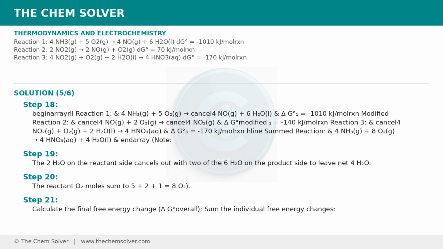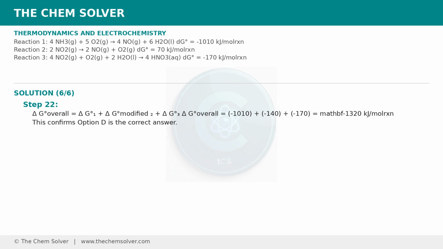Calculate the final free energy change, ΔG° overall. Sum the individual free energy changes. ΔG° overall equals ΔG°1 plus ΔG° modified 2 plus ΔG°3. ΔG° overall equals minus 1010 plus minus 140 plus minus 170 equals minus 1320 kilojoules per mole of reaction.